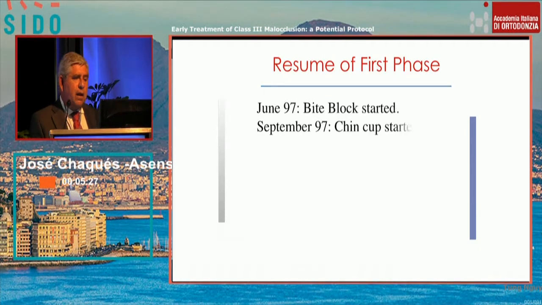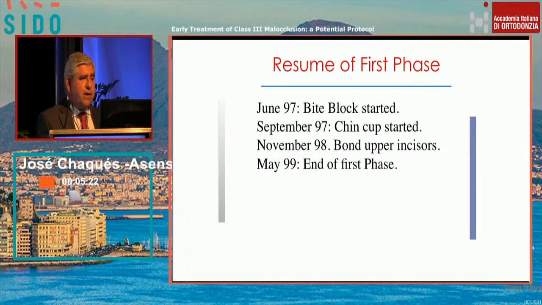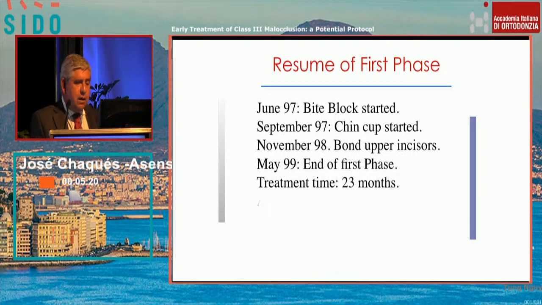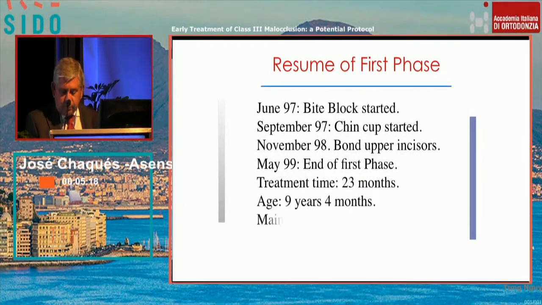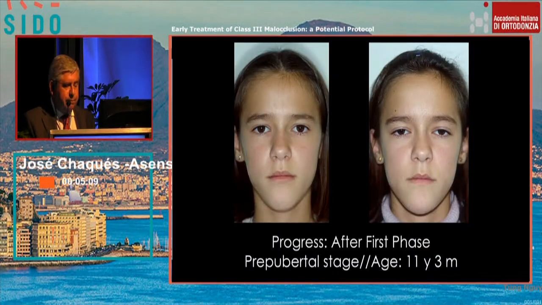So the summary was that I started with a bite block. Then after 3 months, I started the chin cup, bonded the upper incisors to get control of the upper anterior teeth. Wearing time was 23 months. And I maintained the chin cup until puberty.